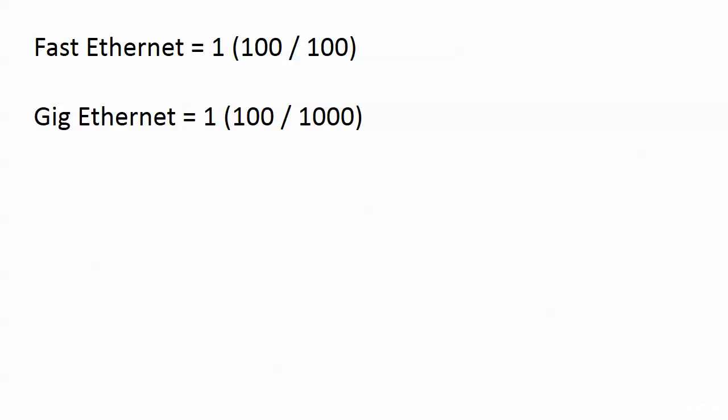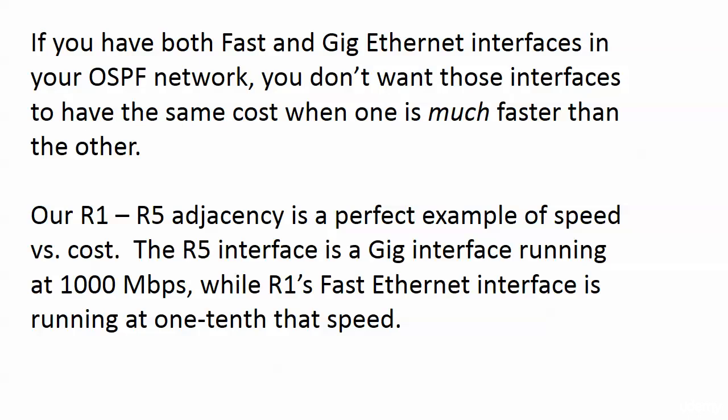100 divided by 1000, which is 0.1, which does not round down to 0. We can't do that, and the formula is not going to do it. So we end up with a fast Ethernet and a Gig Ethernet interface having the exact same cost.